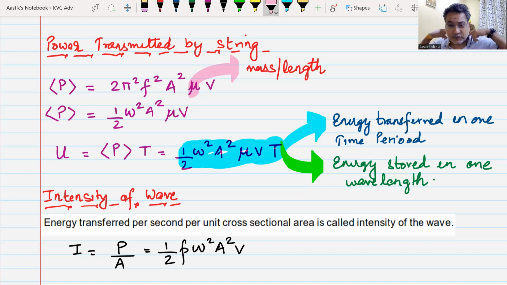Whenever we talk about wave, we normally do not talk about the power of the wave. We talk about the intensity of the wave, and this is the average intensity of the wave, the average power per unit area in one time period. Do we understand this?